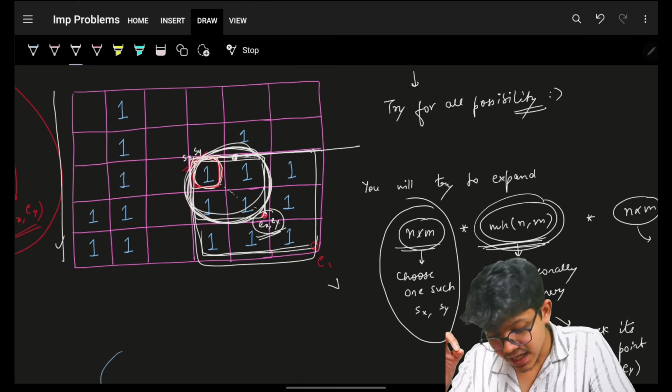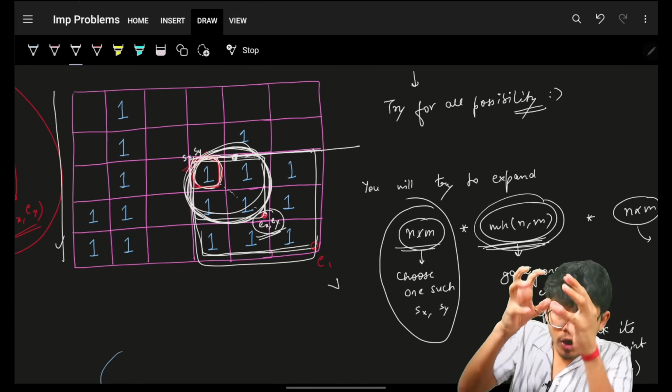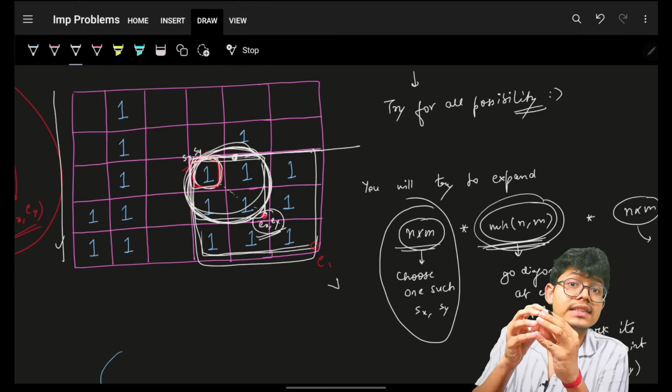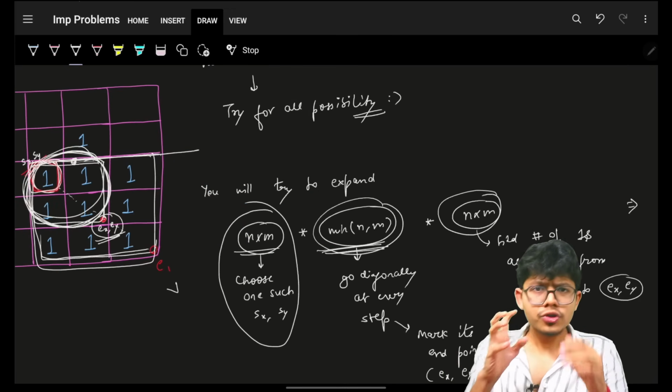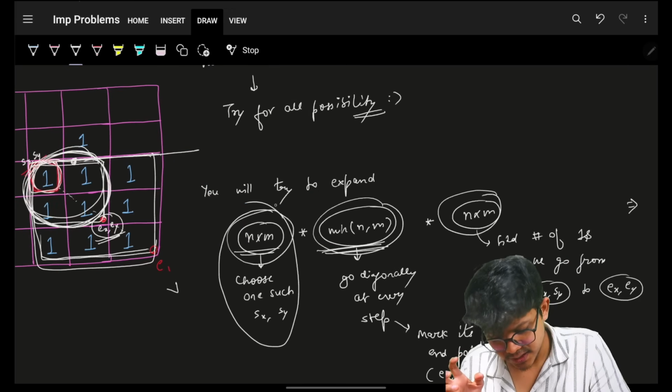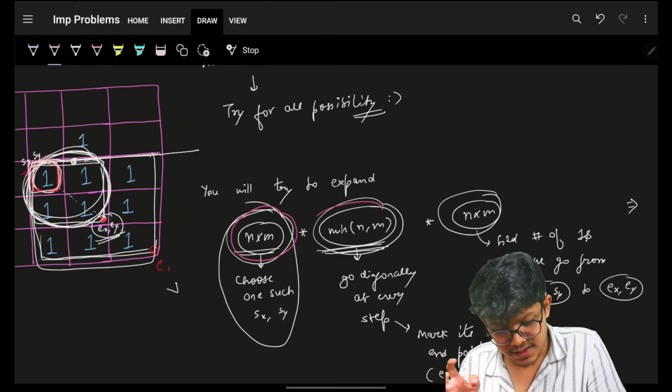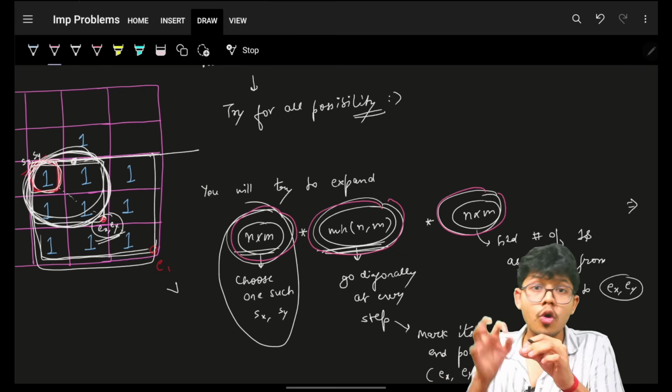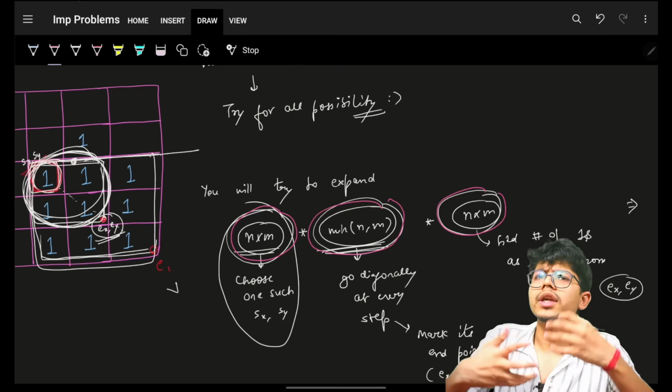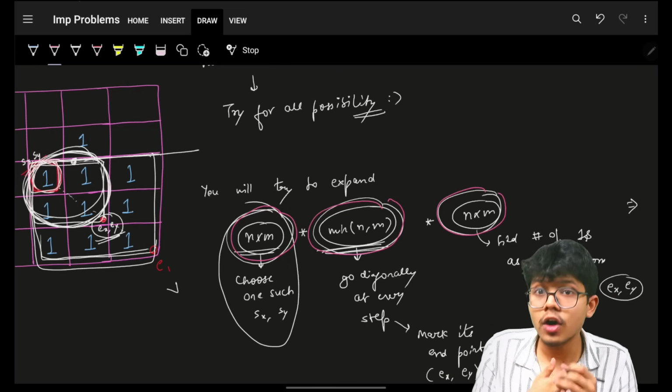But this area I will have to iterate on, inside all the cells. Now at max the square can be n into m. So you realize that this is the starting point, this is the ending point, and this is to go on to all the elements to know what is the area of that specific square.